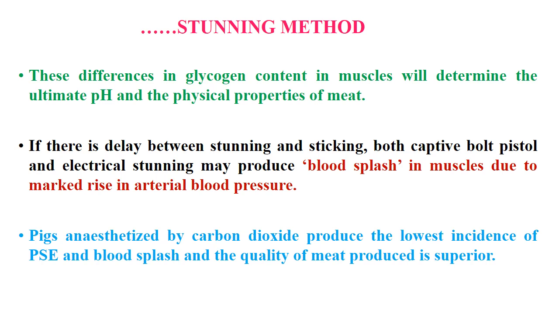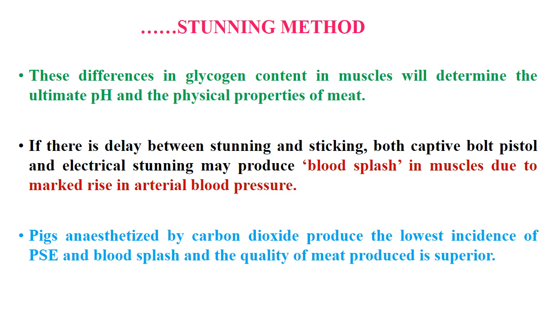Another aspect is that if there is a delay between stunning and sticking, in both captive bolt pistol and electrical stunning, it produces a condition called blood splash in muscles. This happens due to the severe rise in blood pressure during the stunning. So once the animal is stunned, the sticking should be done immediately, because during stunning the blood pressure will be very high. If it is delayed, there will be a rupture of blood vessels inside the muscle, and that causes a kind of bleeding inside the muscle, which is called blood splash. So that affects the quality of the muscle as meat.